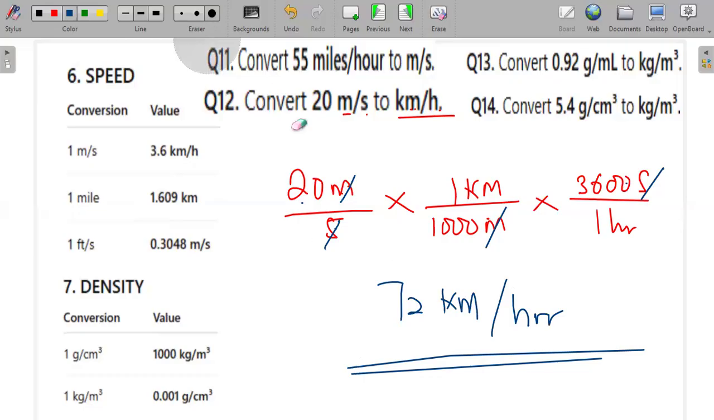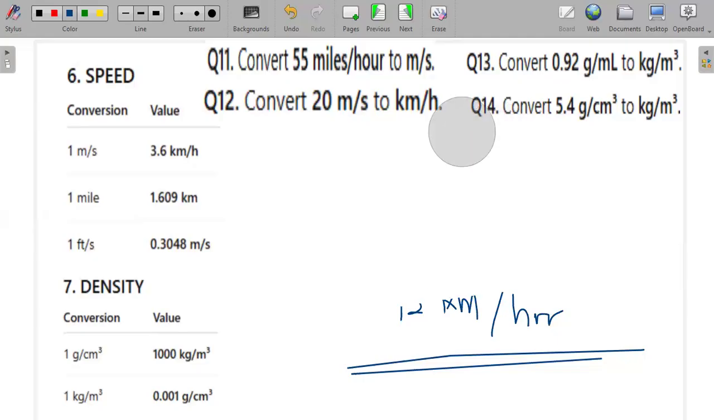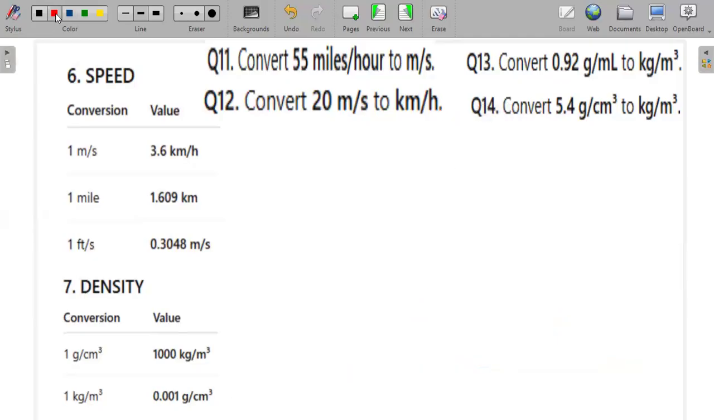What about the density? We're just applying the same rules. The density conversion factors, I've written them there, so you can use them directly if you want. There I've seen 0.92 grams per milliliter, and I want to convert this to kgs per cubic meter. So let me write this one here as 0.92 grams over what?